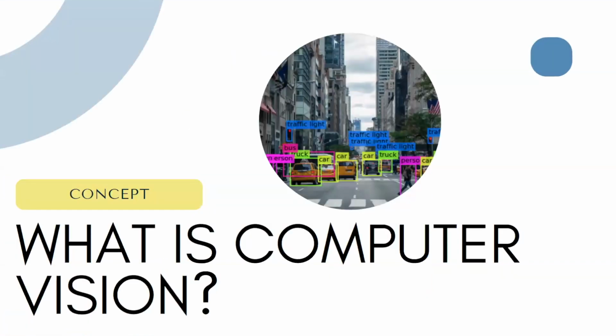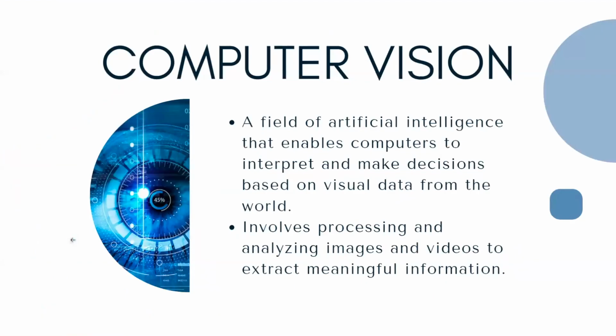All right, but what is computer vision? If you recall from our very first session back in January, we learned that artificial intelligence is a broad field. So think about AI as this big umbrella, and within this big umbrella there are different subfields. Computer vision is one of those subfields. It enables computers to interpret and make decisions based on visual data from the world.